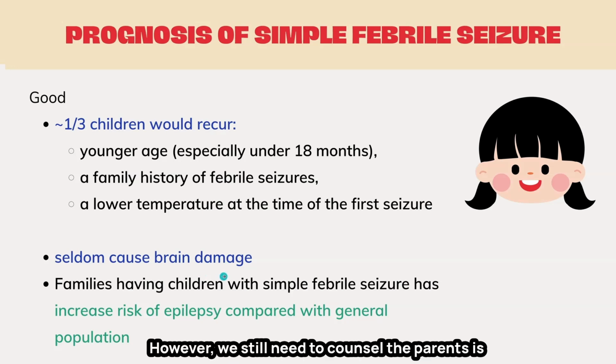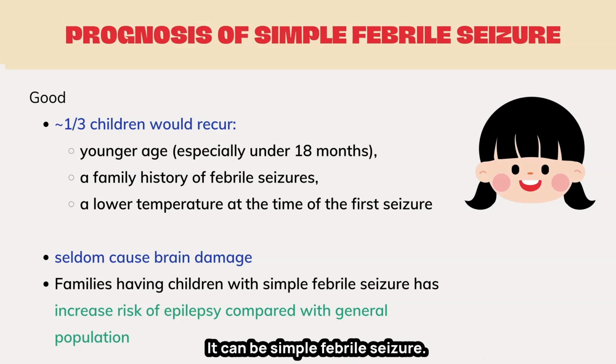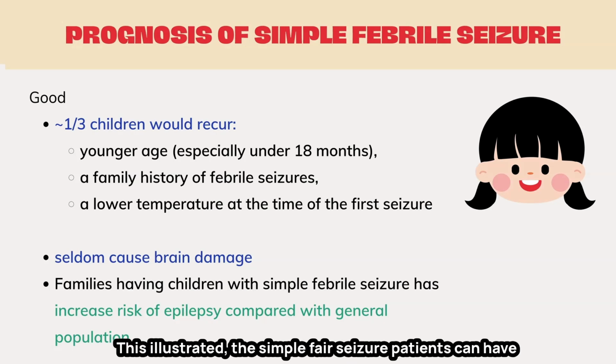However, we still need to counsel the parents that a family having a child with simple febrile seizure can have an increased risk of epilepsy compared with the general population. So what I mean is, if today you encounter a child diagnosed with epilepsy, when you take the family history, sometimes you can find that maybe the child's elder brother has a history of febrile seizure. It can be simple febrile seizure. This illustrates that simple febrile seizure patients can have an increased risk of epilepsy in their family.